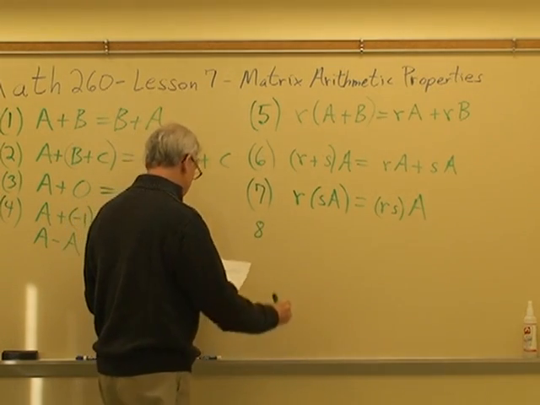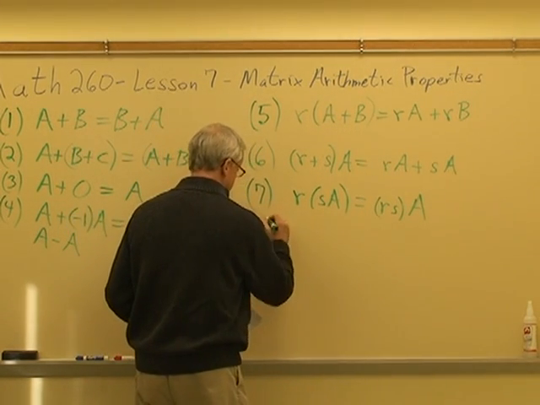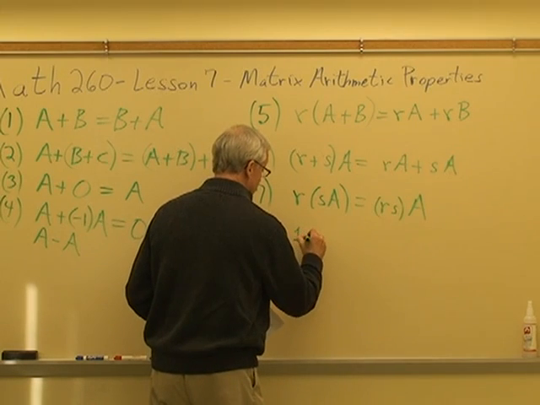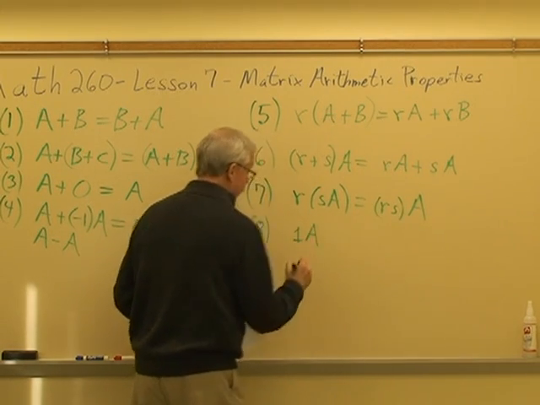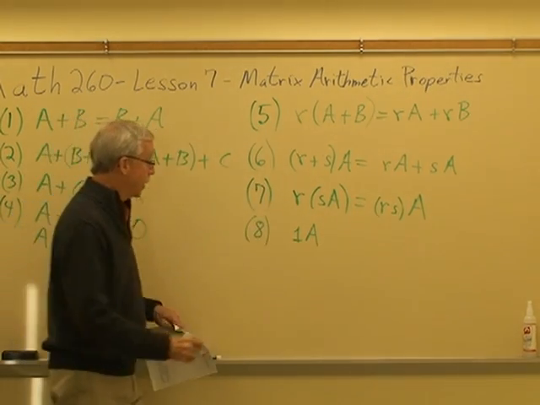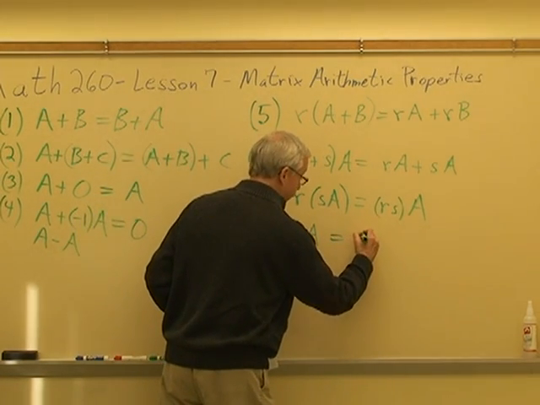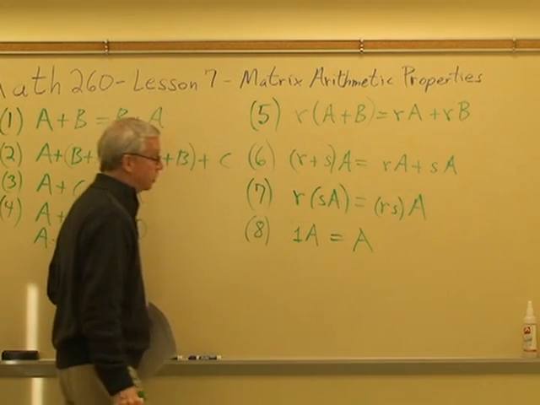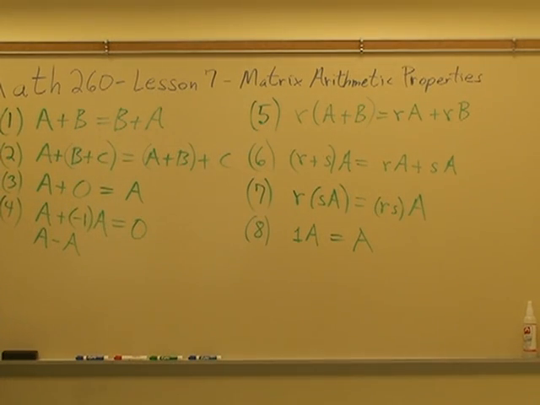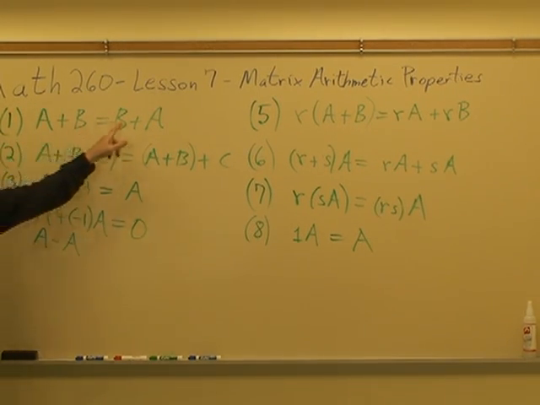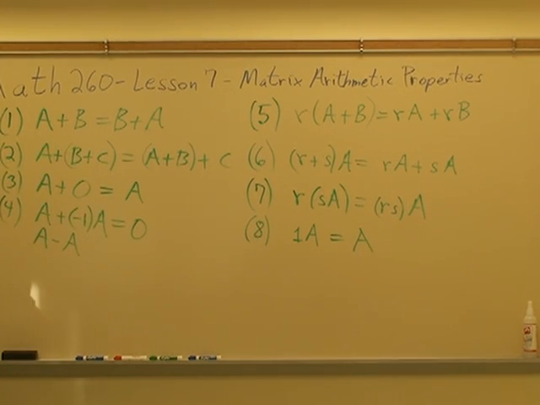And finally, property 8. If I multiply the scalar 1 times the matrix A, that says multiply all the elements by 1, so of course I get the same answer. That acts as the multiplicative identity for scalar multiplication. So these are the 8 properties. They're the exact same properties as we had for vectors. If I replaced A, B, and C with U, V, and W as vectors, it would look exactly the same.